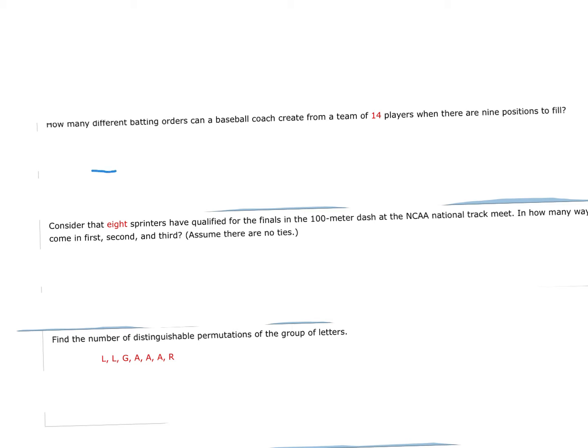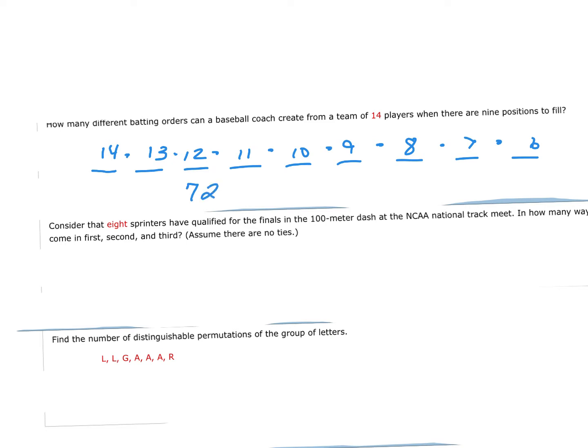I would either say, okay, there's 9 spots. 1, 2, 3, 4, 5, 6, 7, 8, 9, right? There's 14 players available for the first position. Then 13, 12, 11, 10, 9, 8, 7, 6. You guys with me? And then what do you do to those numbers? We multiply, and you get a big old number. When you multiply this out, what do you get? 726,485,760. You guys get that?